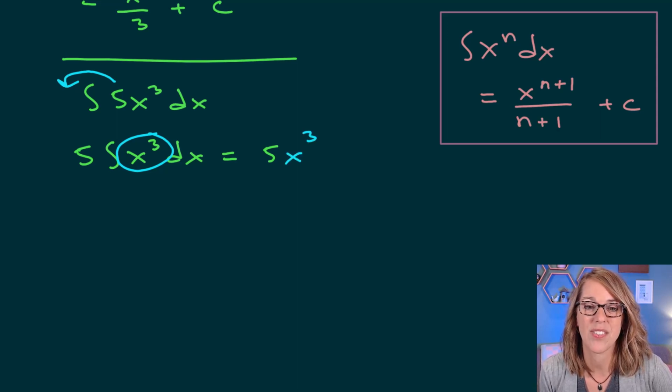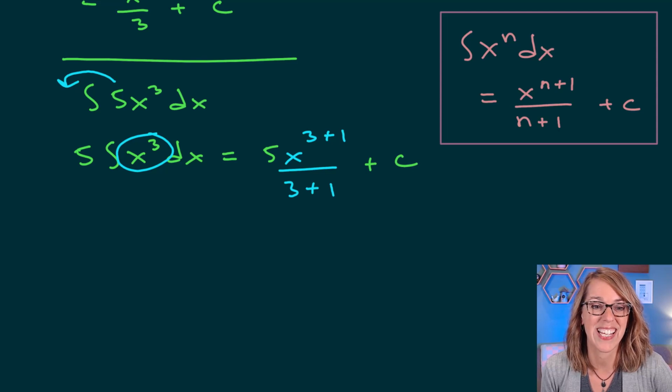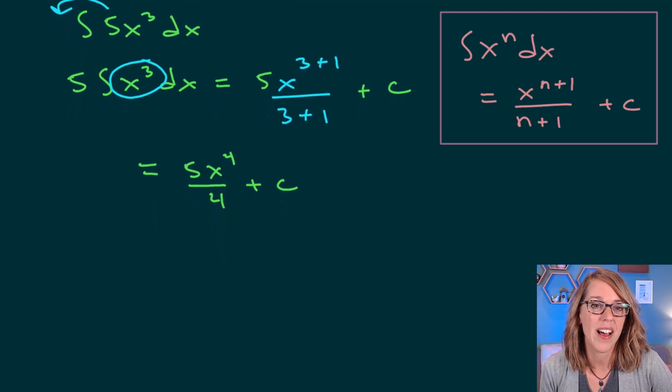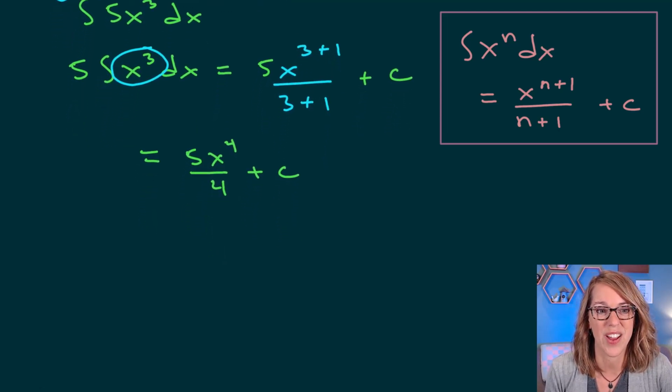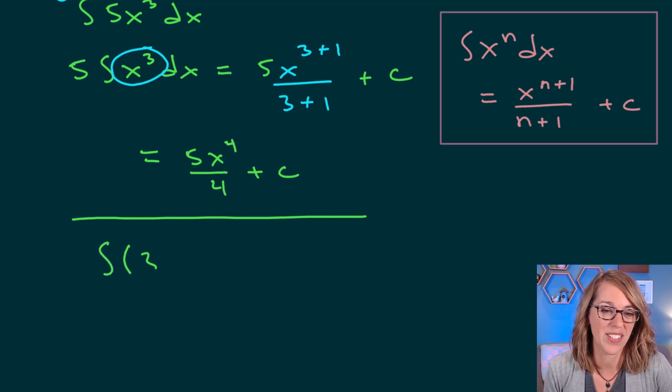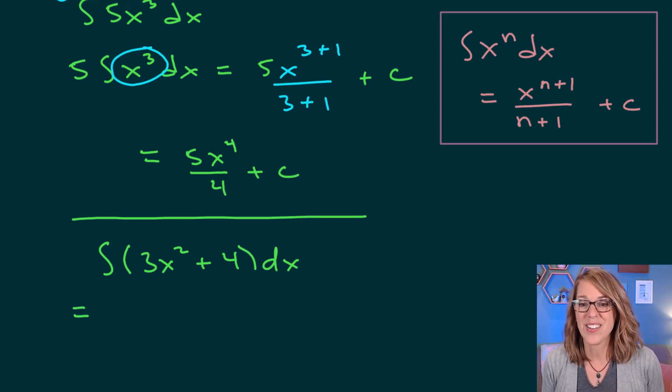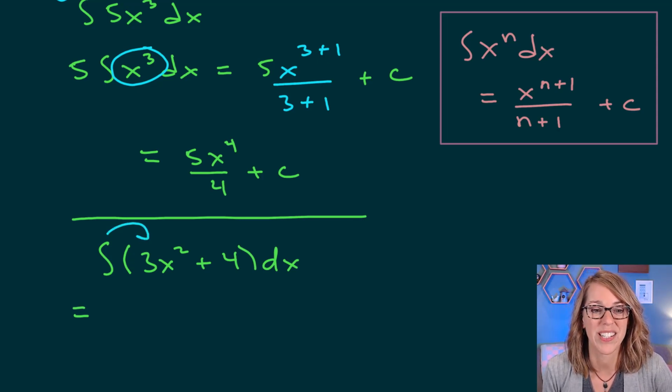This is going to be x to the 3 plus 1, all divided by my new power, 3 plus 1, and then don't forget about that plus c. So what do we really have here? I've got 5x to the 4th divided by 4 plus c. Let's say that you've got a couple of terms in your integrand. So let's put together one like this. I'm going to do, I don't know, let's do 3x squared plus 4 dx. As I am integrating, I can integrate term by term, which makes it really nice.